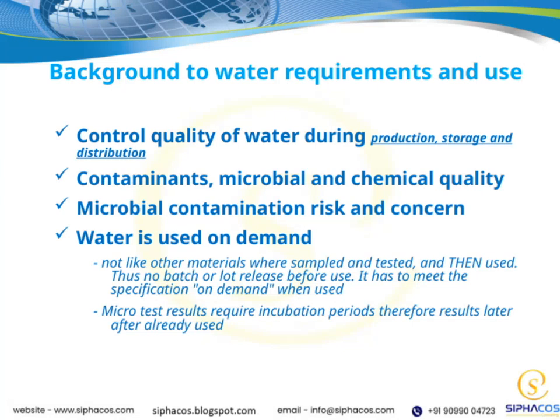Let's talk about controlling the quality of water during production, storage, and distribution. It's crucial to monitor both microbial and chemical contaminants to ensure safety and compliance. Water can pose microbial contamination risks, which is a significant concern because of its potential impact on product quality and safety. Unlike other materials, water is used on demand.